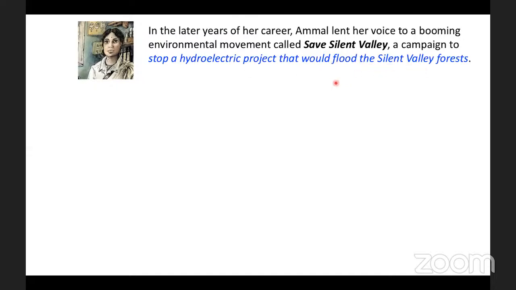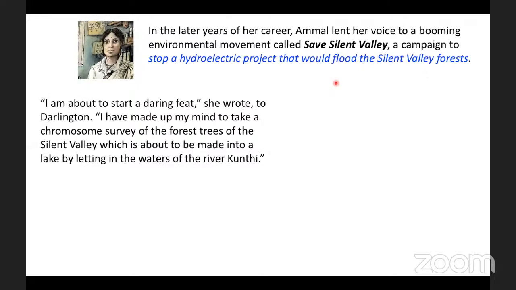What Janaki Ammal did at that point, this is a letter she's writing to Darlington. She wrote long letters, a lot of letters, to Darlington. "I'm about to start a daring feat," she wrote. "I have made up my mind to take a chromosome survey of the forest trees of the Silent Valley, which is about to be made into a lake by letting in the waters of the River Kunti."